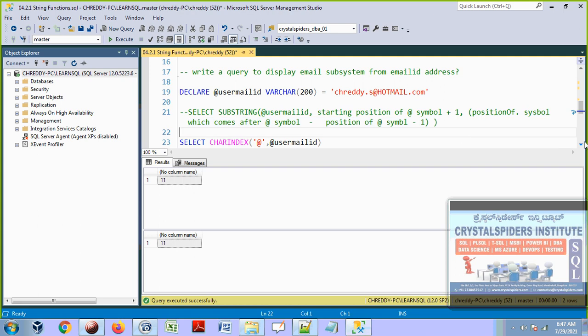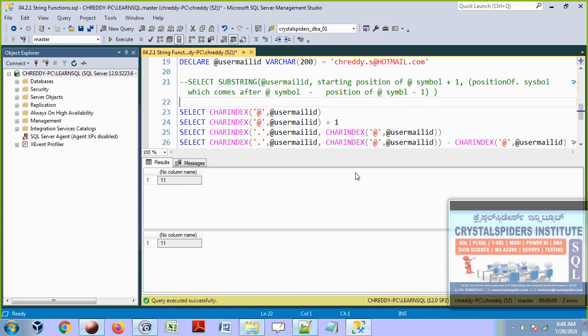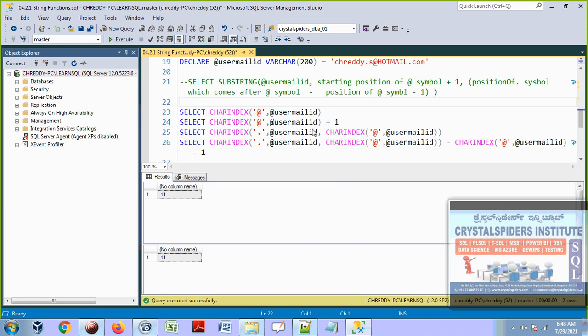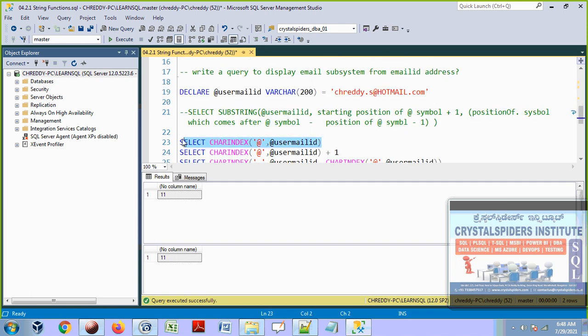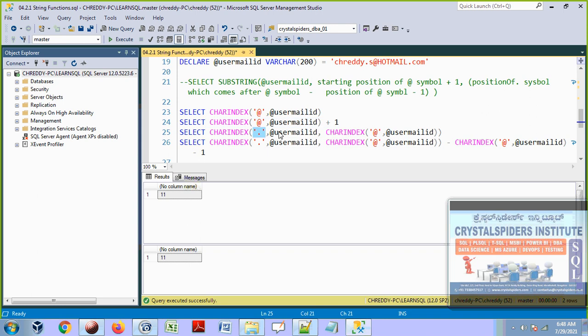How did you get this logic? We already discussed this one, but anyway, we are going to see it again. What is the position of @ symbol? It will give the position of @ symbol, and position of @ symbol plus 1. And here, the position of the dot symbol which comes after @ symbol. And this one will give the number of characters between @ and the dot. That means how many characters are there here. We already discussed this in another file, guys.